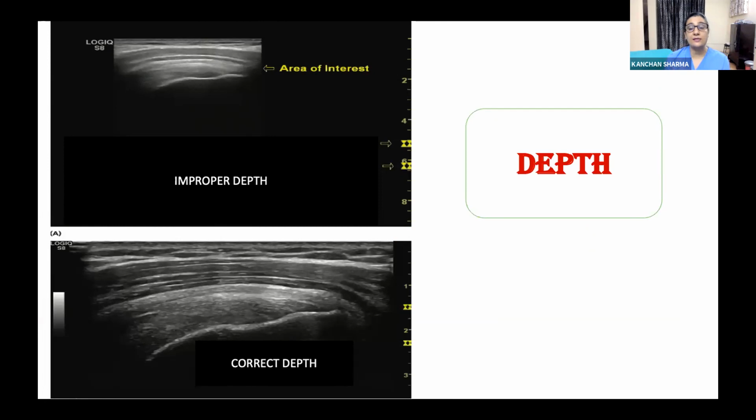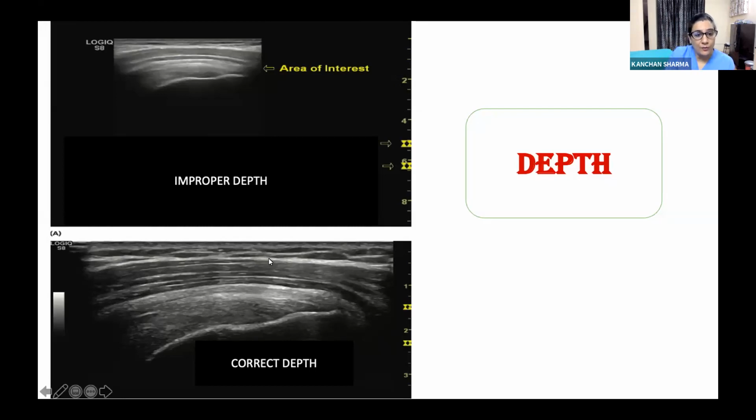Now, what exactly is the importance of selecting the depth? Supposedly, I'm looking at this structure, this is my structure of interest. And see, look at my depth. It is 2 centimeters. You will be able to see the depth on one side of the screen, which I'll show you where exactly to look. This is basically 1 centimeter, then 2 centimeter, 3 centimeter, 4 centimeter, something like that, right?